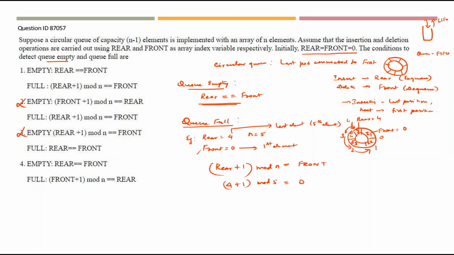So I get a value of 0 in this example, which is the value of front. It is rear plus 1 and here it is front plus 1. So obviously we will drop option 4. Option 1 will be the right answer.